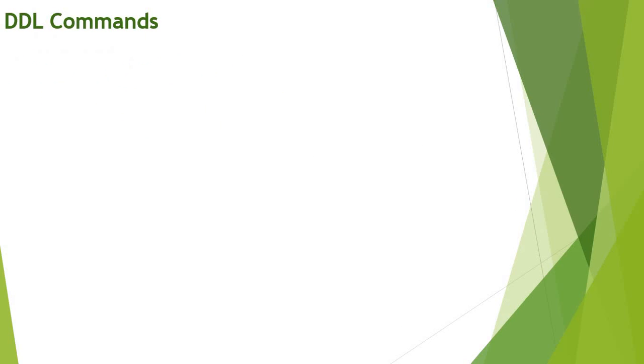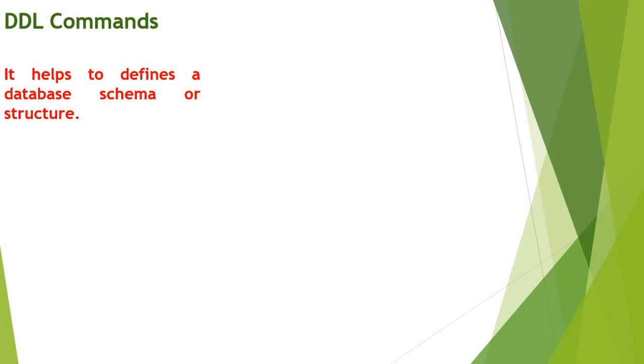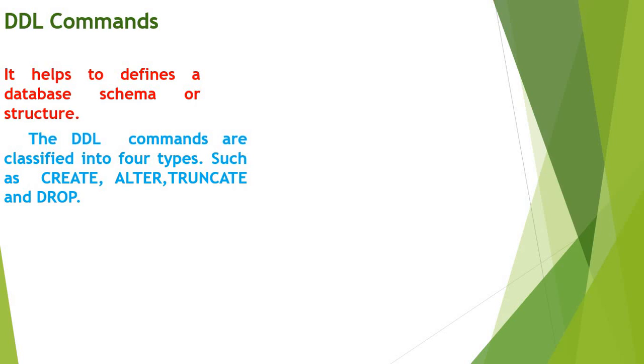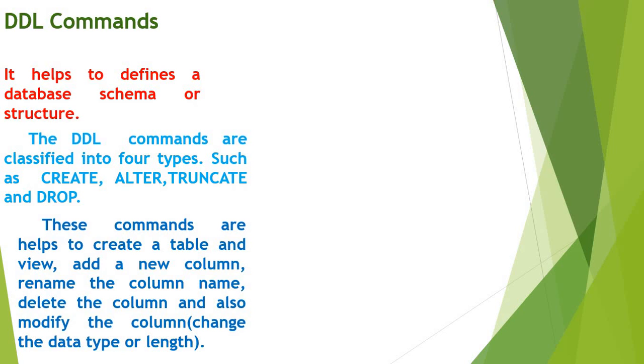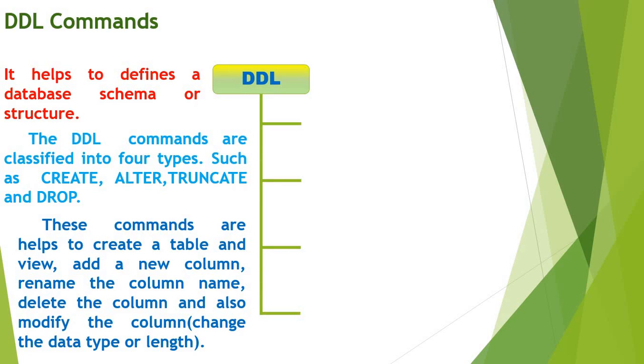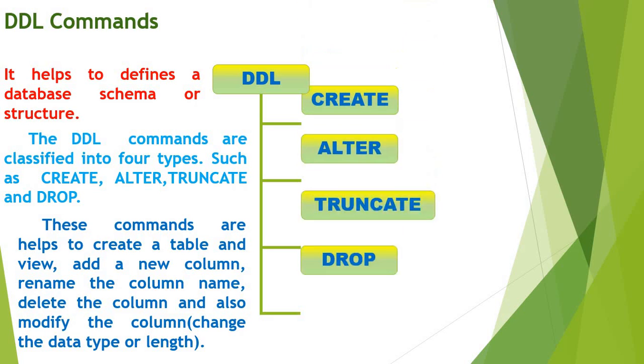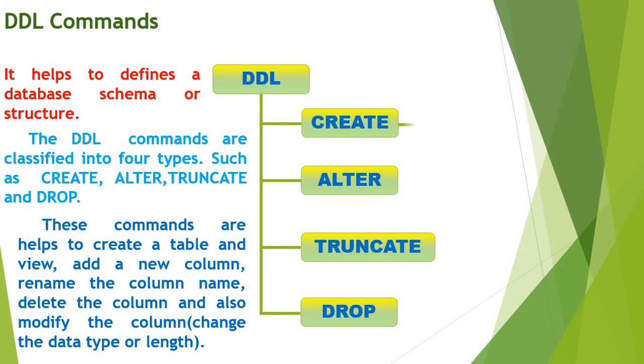First, what are DDL commands? The DDL commands help to define a database schema or structure. The DDL commands are classified into four types: create, alter, truncate, and drop. These commands help to create a table and view, add a new column, rename a column, delete a column, and also modify a column. Here modify means changing the data type, size or length of the column.